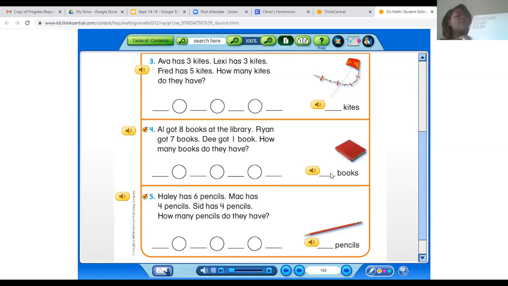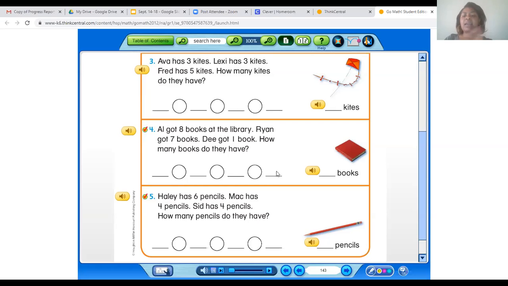All right, so let's write out our addition sentence. 6, what comes after 6? The plus sign, plus 4, plus 4 equals, so let's count them all up. 1, 2, 3, 4, 5, 6, 7, 8, 9, 10, 11, 12, 13, 14. Your sum is 14. There we go. So the sum is 14 pencils. They have 14 pencils in all.